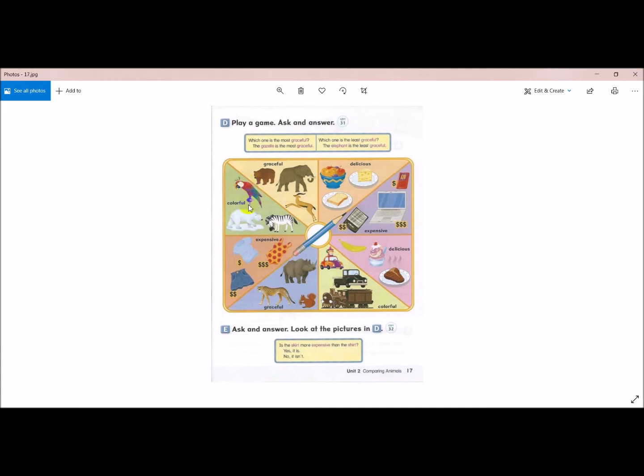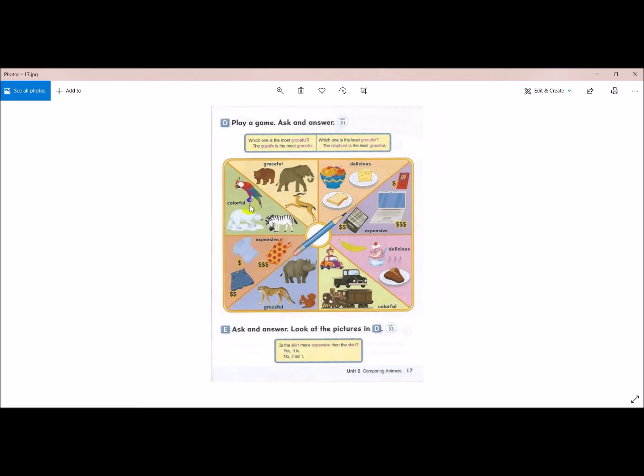And then we jump to question number 2. Which one is the least graceful? You look at 3 of them here. This one is the most graceful. But this one, 2 of them, I think the zebra is the least graceful. You agree with me? Okay. So the zebra is the least graceful.